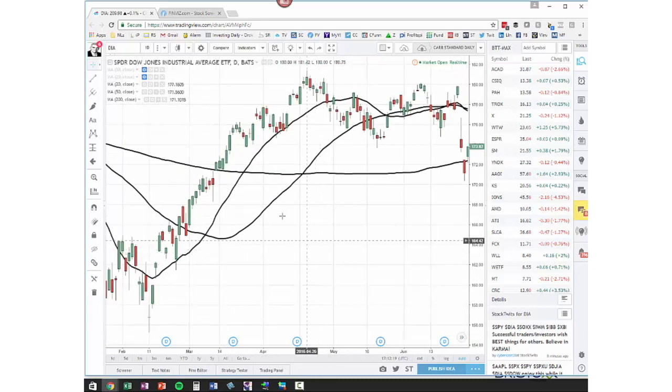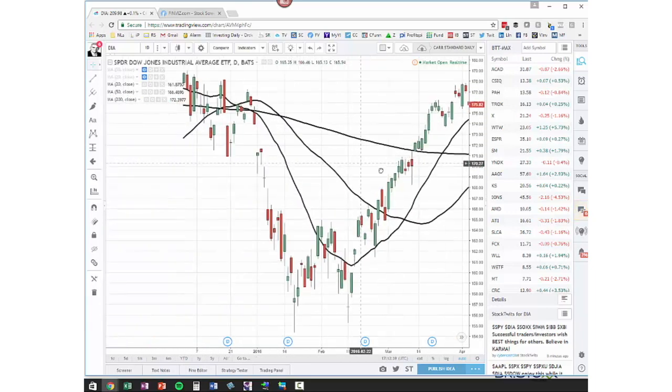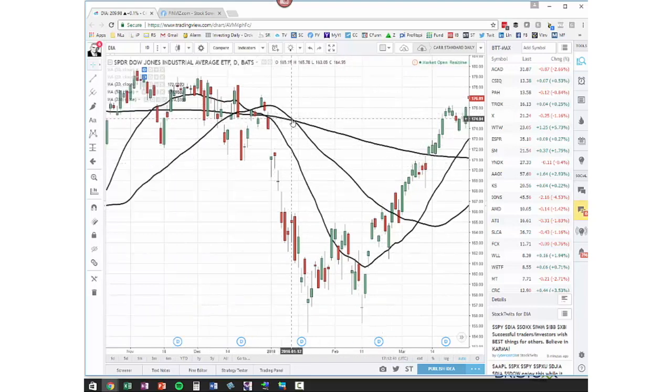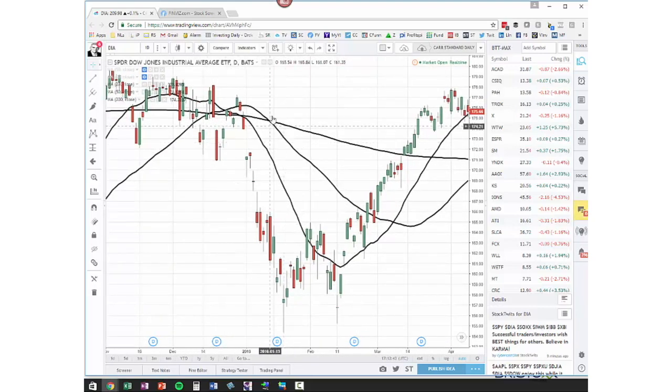Note over here that we get a couple of nice bullish crossovers of the granddaddy moving average, the 200. First, the 20-period moving average crosses over, then the 50-period moving average crosses over. The 50 crossing over the 200 in a bullish way is called a golden cross. And when the 50, which happens back here, I believe, crosses over the 200-period average in a bearish way, that's called a death cross.